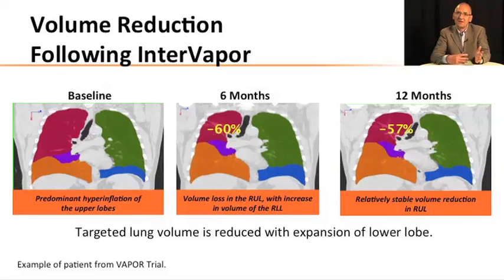Here is an example, in red you see the right upper lobe. We deliver the energy, and you see over time the shrinking process, so the local volume reduction. At 6 months on that slide there was a change of minus 60%, and even after 12 months minus 75%. So it takes time, but then you have a persistent local volume reduction, and the patient should have all the effects you hoped to give him.